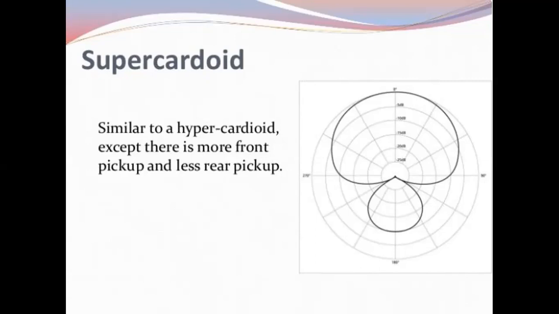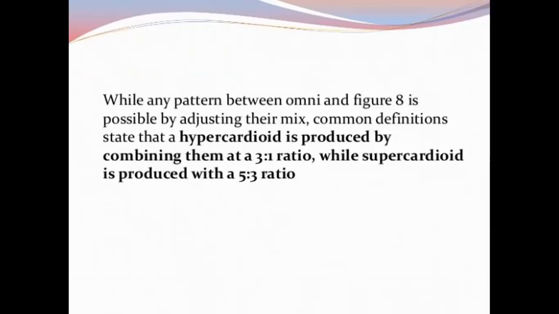We will discuss here more of the difference between the hypercardioid microphone and the supercardioid microphone. A supercardioid polar pattern is more directional than cardioid. Hypercardioid is even more so. Unlike cardioid, both of these polar patterns have sensitive rear lobes that pick up sound, which can make positioning these hyperdirectional mics somewhat tricky. It is possible by adjusting their mix; common definitions state that a hypercardioid is produced by combining them at 3:1, while a supercardioid is produced with a 5:3.